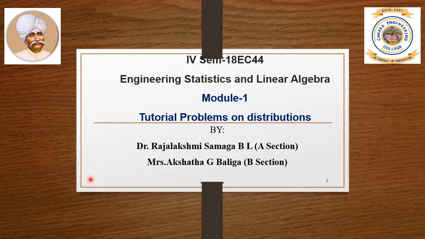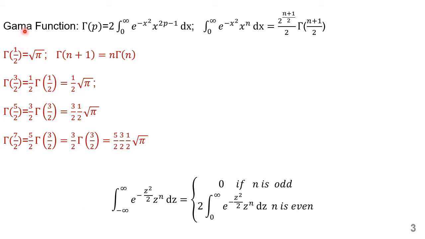Solve some problems on distribution. Before we solve the problem, let us recall whatever we have studied under gamma function. Gamma function is defined as gamma of t is equal to 2 times the integral from 0 to infinity of e to the power minus x square x to the power 2t minus 1 dx.